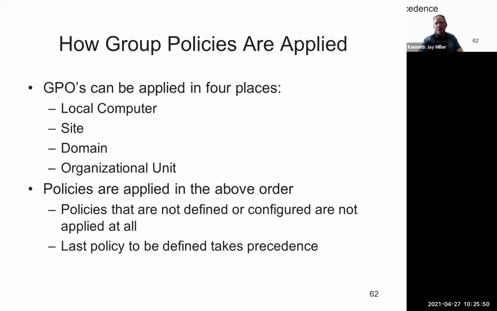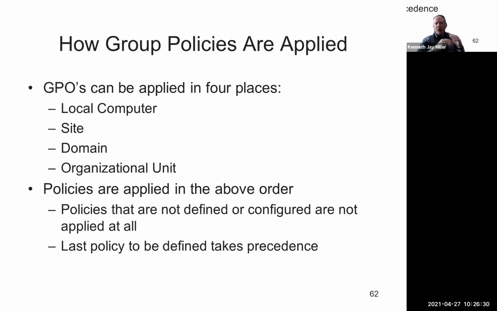Now we can apply group policy in 4 places: to the local computer, to a site, to a domain, or to an organizational unit. So Alan, you had asked earlier about the difference between a group and an OU, and this is one of those: policies can only be applied to an OU, the domain, the site, and the local computer. Now, they're applied in the above order.